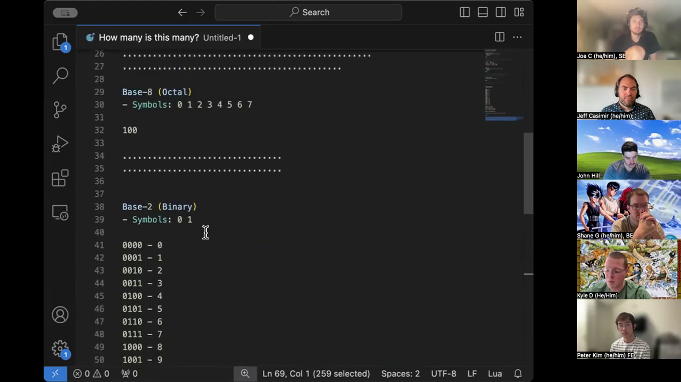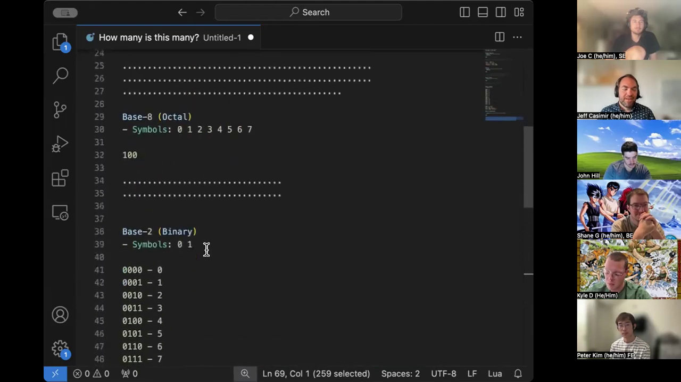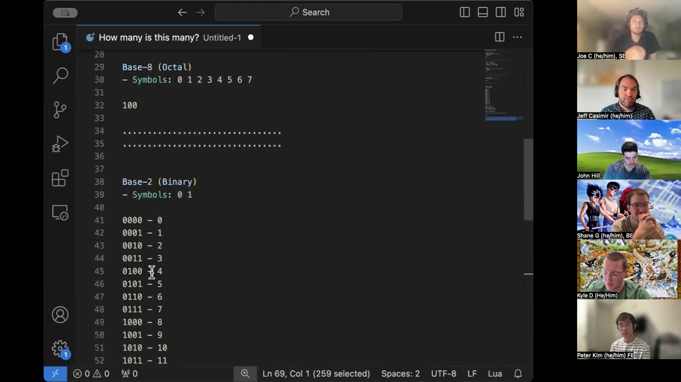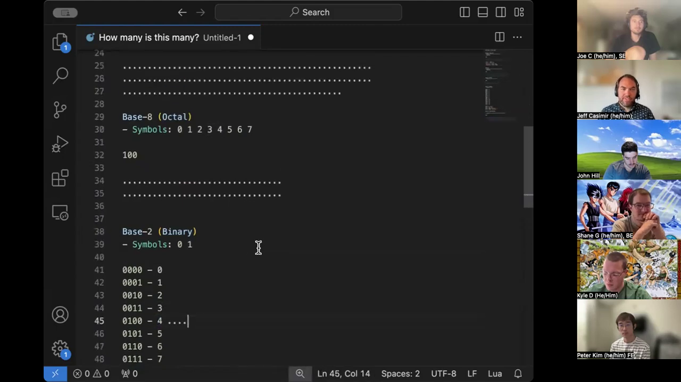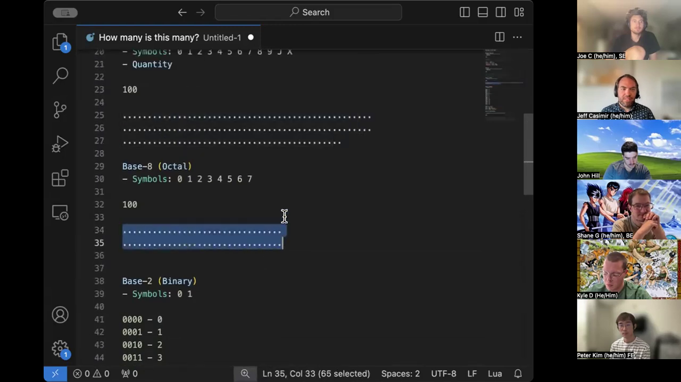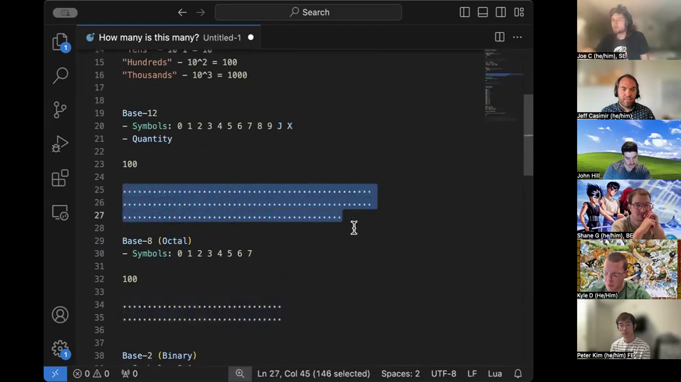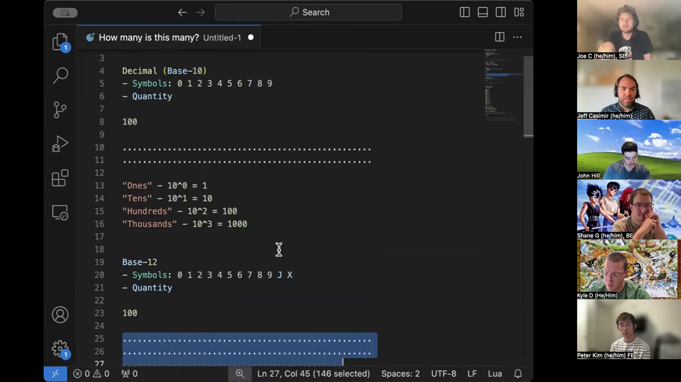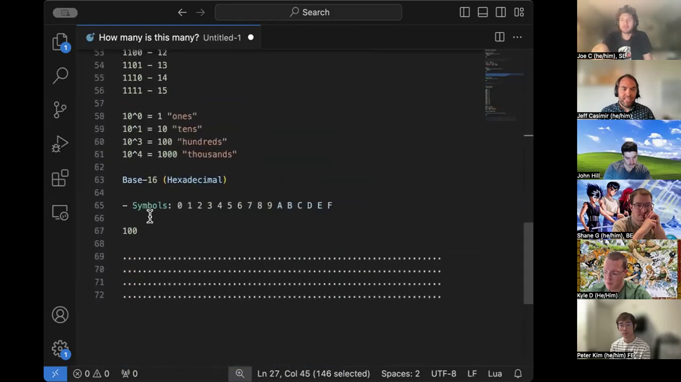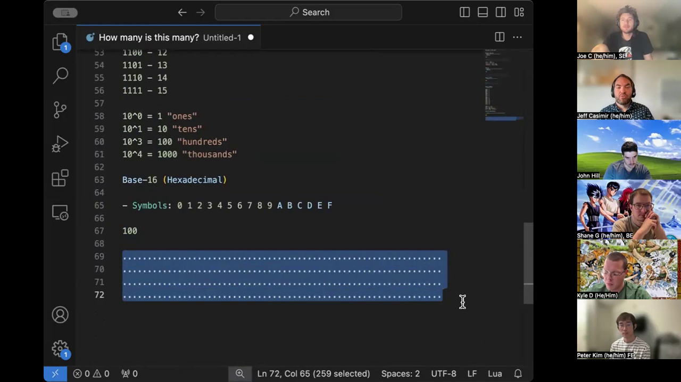Well, I never even did it for binary. Binary 100 would just be 4. 2, 3, 4. Very exciting. 100 in base 8 would be this many. 100 in base 12 would be this many. Base 10, this many. But you can see base 16 in just these 3 characters and these 3 symbols, we've represented a very large quantity, much larger, because we had more symbols, more quantity per symbol.